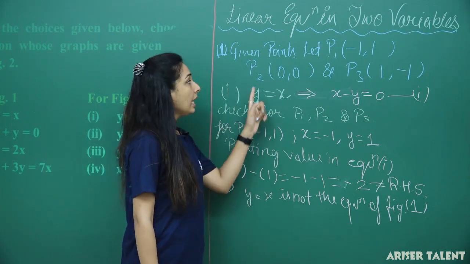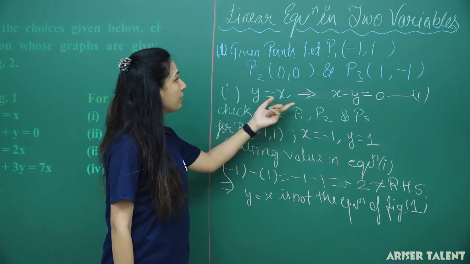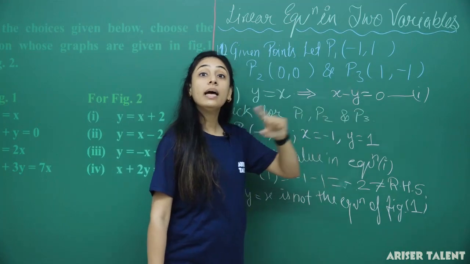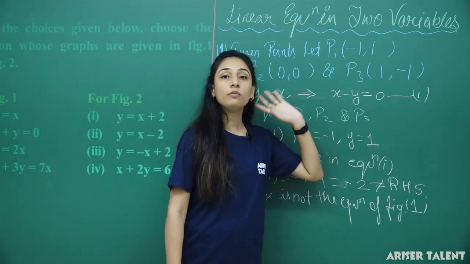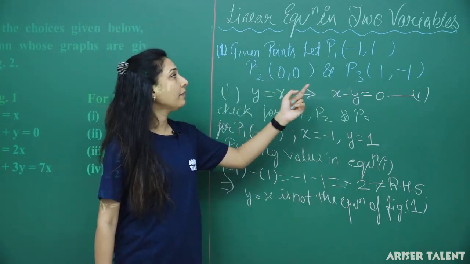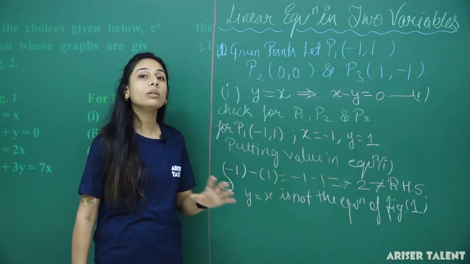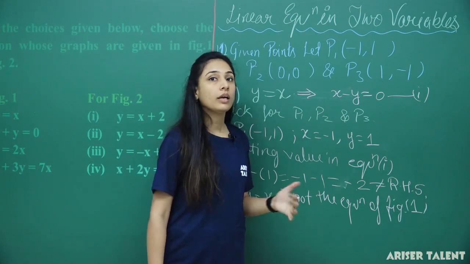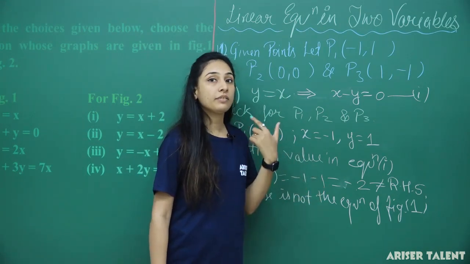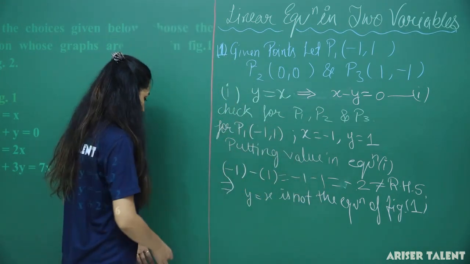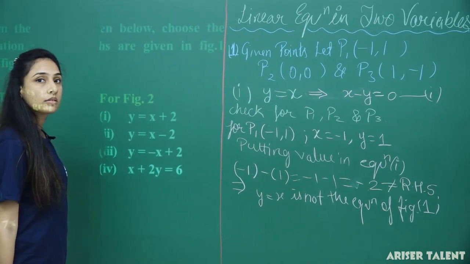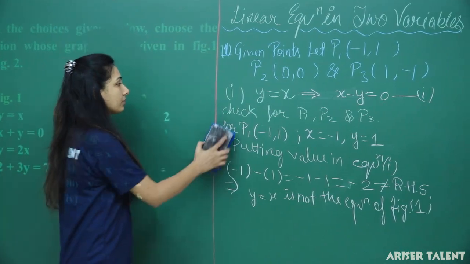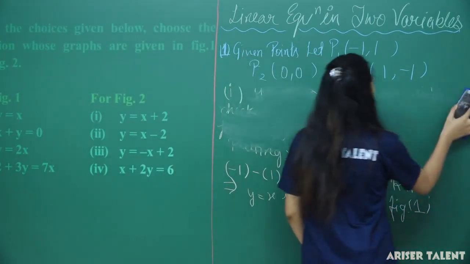Now this is clear that y equals x is not an equation of this figure 1. In case the equation is satisfied by the point P1, then we have to try for P2 and then for P3. If it is satisfied by all these 3 points, then only the equation is the correct equation for the given figure. Okay, now that is done, note this. Noted. Next equation.